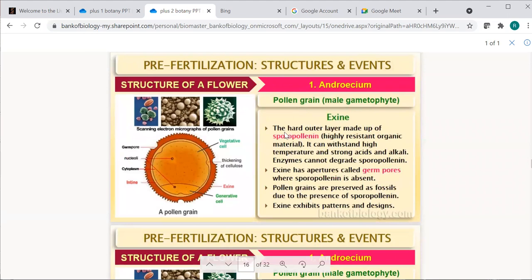So the hard outer layer is made up of sporopollenin, it is highly resistant organic material. It can withstand high temperature and strong acids and alkali, and enzymes cannot degrade sporopollenin.